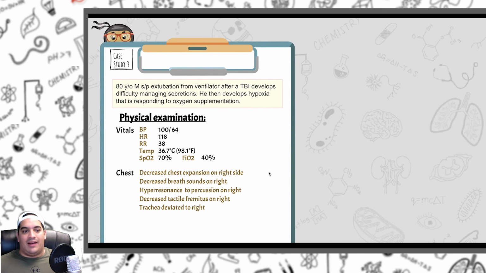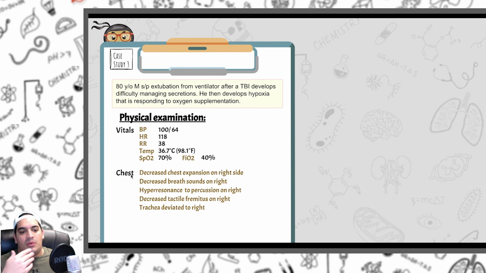Oftentimes, they have severe hypoxia. And that doesn't usually improve because you have a big fat plug that's blocking oxygen going into there. So I suspect that's the actual correct thing here. So this is likely hypoxia that is not responding to oxygen supplementation.